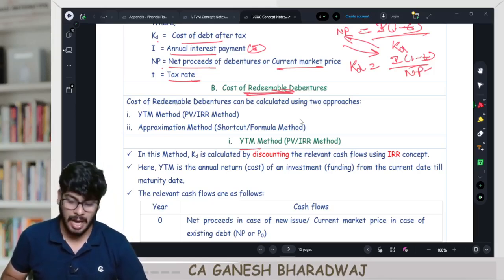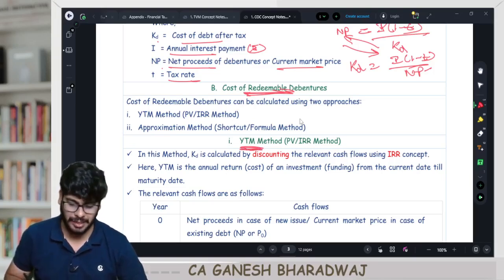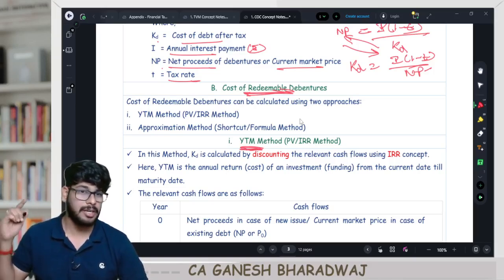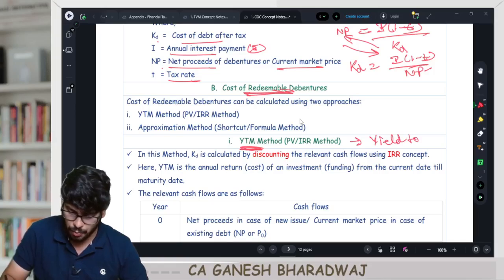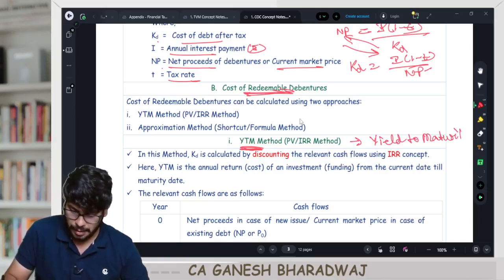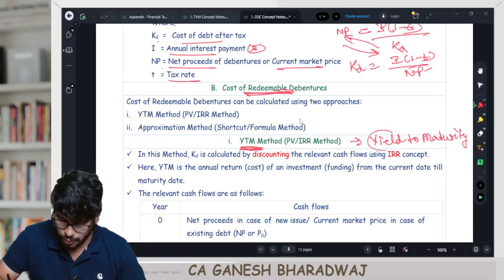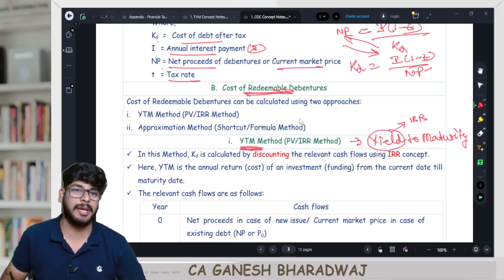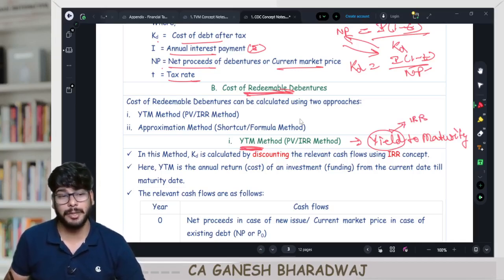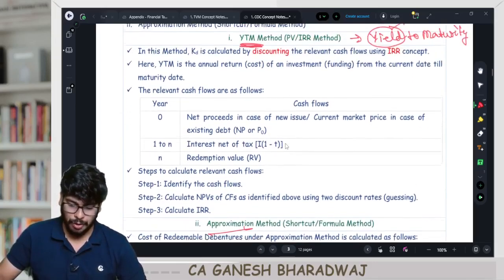First, we will do the IRR method. It is popularly known as the YTM method. YTM stands for yield to maturity. Write down somewhere, yield to maturity. Always remember, guys, whenever they use the word yield, it stands for IRR. You need to use the method of IRR. There is one more yield to maturity model in equity KE calculation. So remember, yield stands for IRR generally. Clear with this? Now, how do we do this?